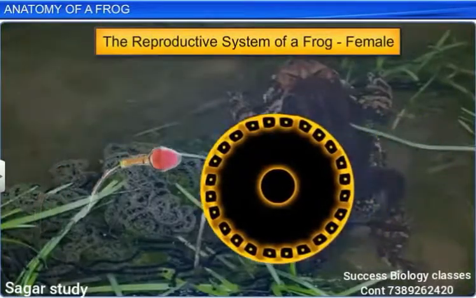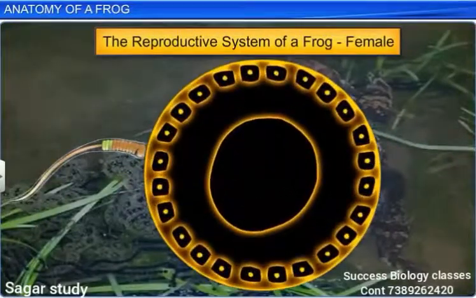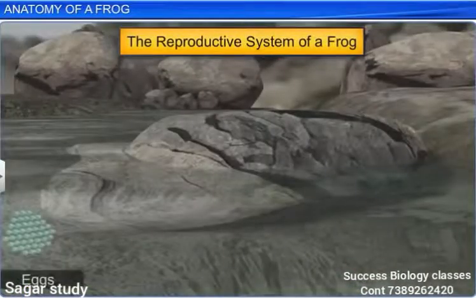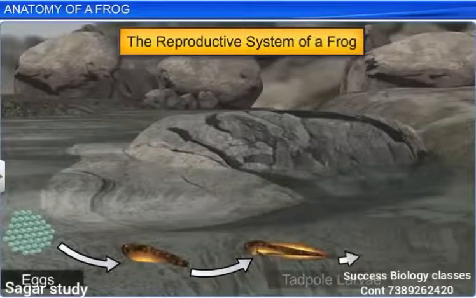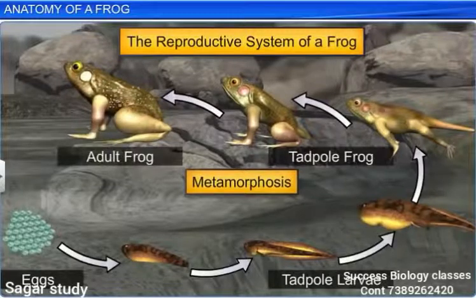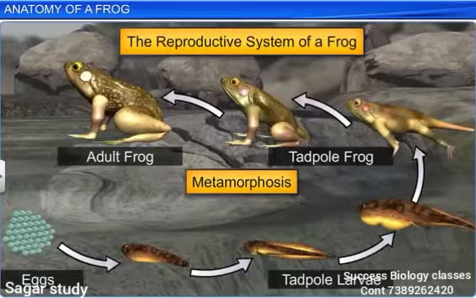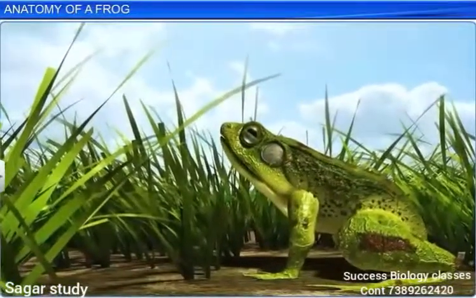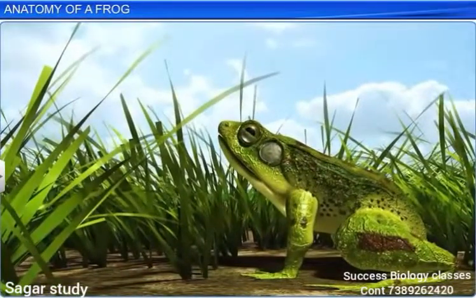After copulation, the eggs are fertilized externally in the presence of water. These eggs develop into tadpoles, which undergo metamorphosis to form adult frogs. As the life cycle of frogs has a larval or tadpole stage, development is indirect. We've just studied the anatomical features of the frog, such as the digestive, vascular, respiratory, excretory, nervous and reproductive systems.